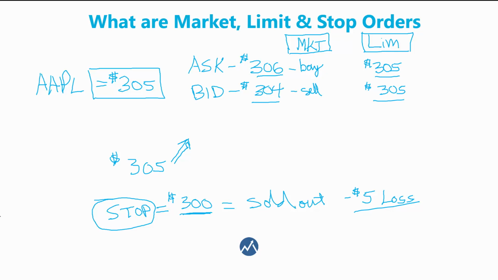Okay, so I hope this clarifies a couple of things for you. What is a market order? What is a limit order? And what is a stop loss order?